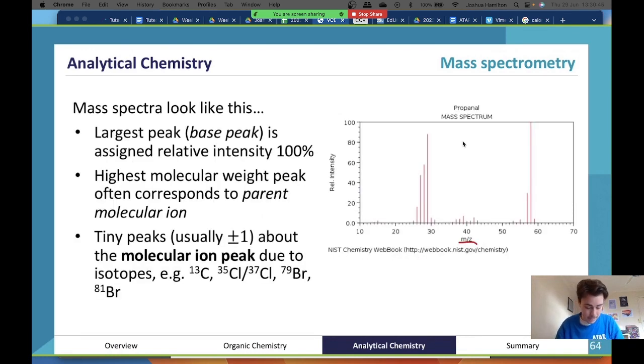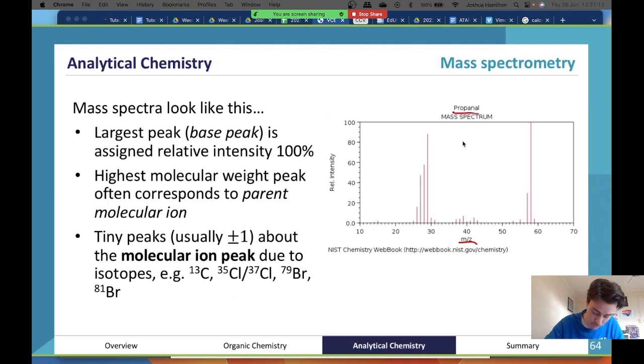Tiny peaks are usually plus or minus 1 around a peak. If you have lots of little tiny peaks around a peak, what that says to us is that there are some isotopes. We talked about isotopes in year 11, but just to mention them again: carbon's usually 12, but there are some carbon 13s. Chlorine's usually 35, but there are some chlorine 37s. Bromine is usually 79, but there are some 81s. So it's important to understand that.